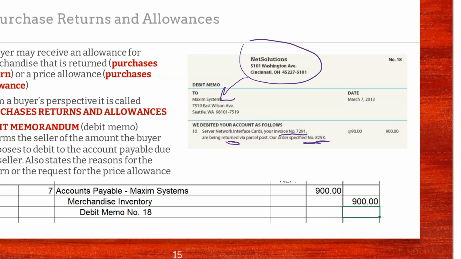Okay, so to then record this, it is a debit to accounts payable of $900 and then a credit to merchandise inventory because we're taking that inventory off of our books. We no longer have it, and we're also no longer liable for paying this creditor of Maxim Systems.